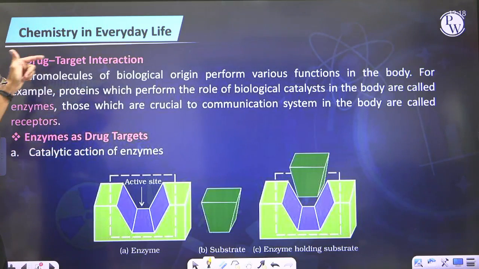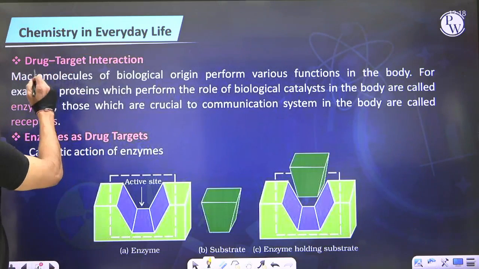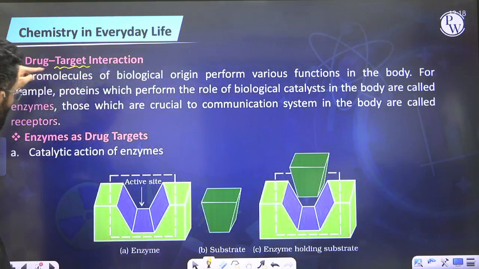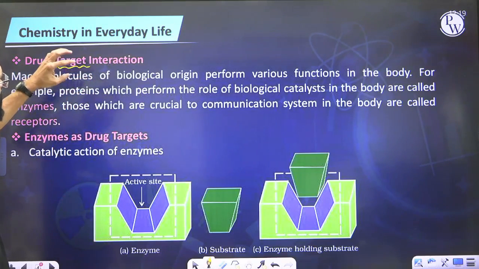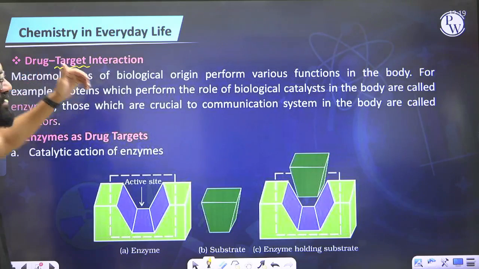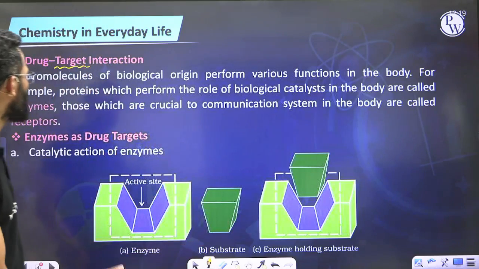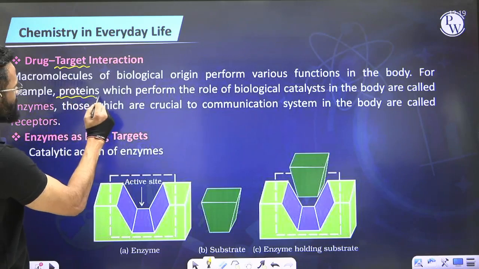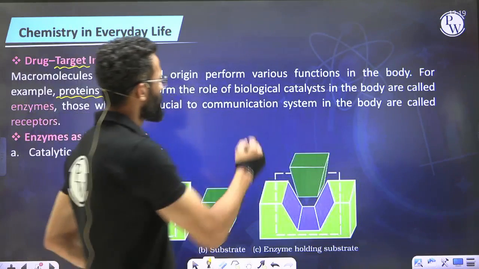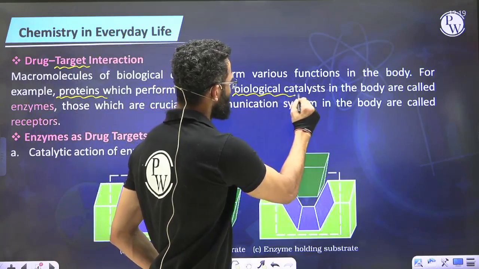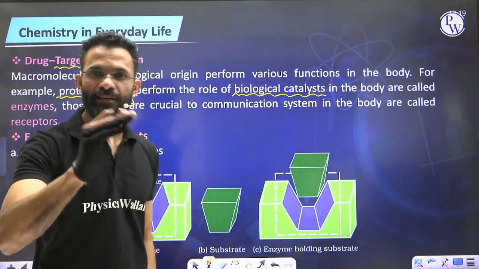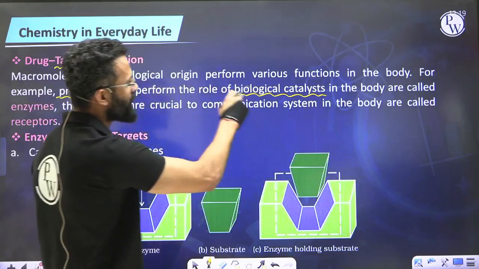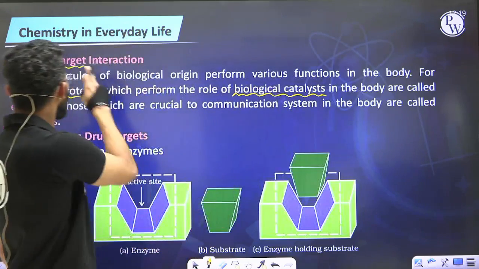So in order to understand drug target interaction, targets are those macromolecules which basically are responsible for some of the biological processes. For example, if I talk about enzymes, enzymes are basically proteins which perform the function of a biological catalyst in the body. So enzyme is one of the macromolecular targets, and that enzyme is nothing but a protein molecule which performs the role of biological catalyst.